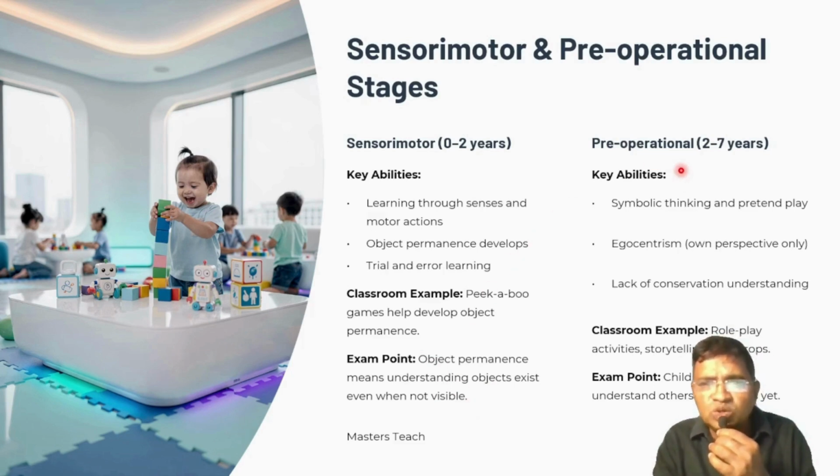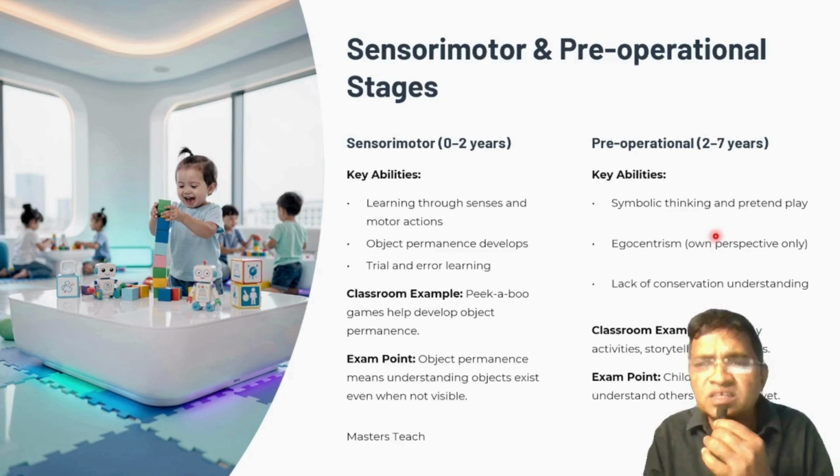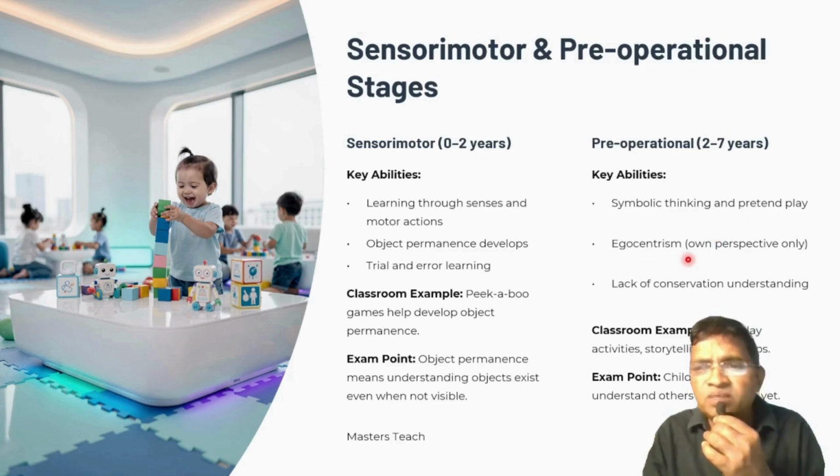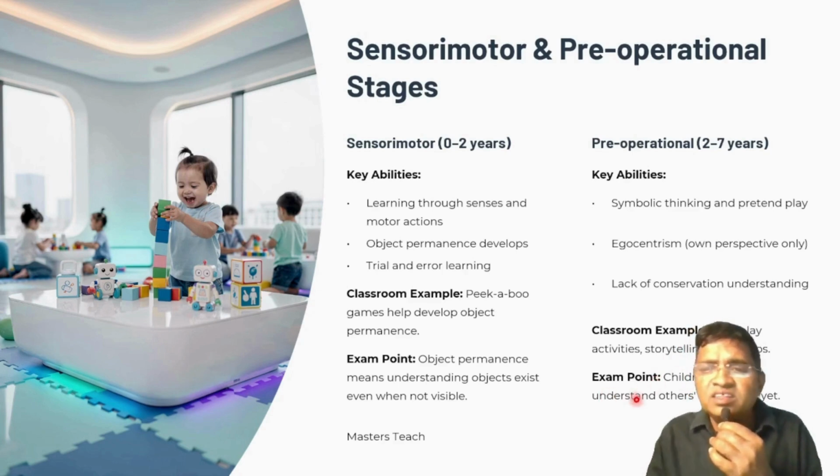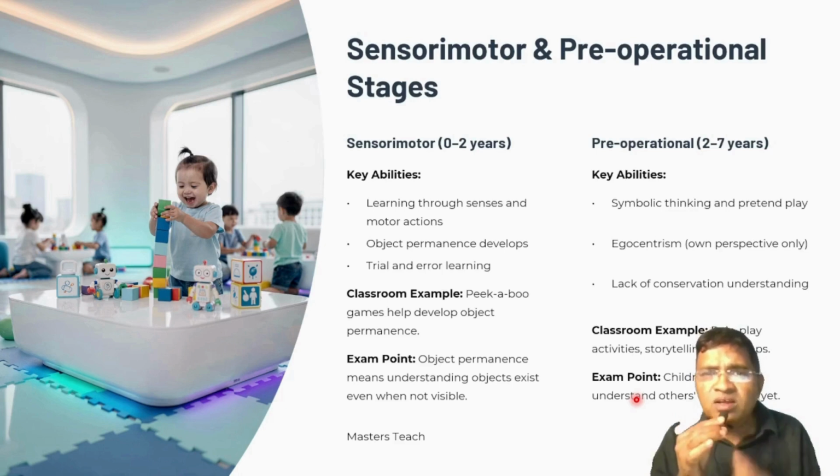Preoperational, it is 2 to 7 years. Key abilities: symbolic thinking and pretend play. Then egocentrism, own perspective only, and lack of conservation understanding. Classroom examples: role play activities, storytelling with props. Children cannot understand others' points of view. So this is about the sensorimotor and preoperational stages.